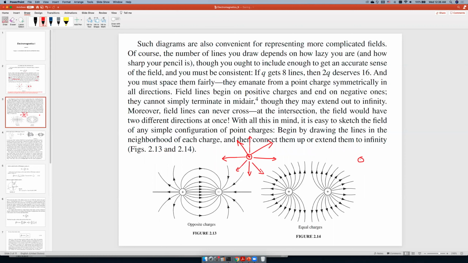If it's a negative charge, the direction of the field lines is just opposite, so the field lines go into the center of the negative charge. Now let's see some features of the field lines. First of all, field lines always start from a positive charge. They go to infinity or to a negative charge.